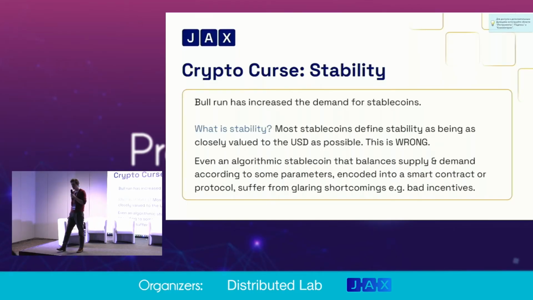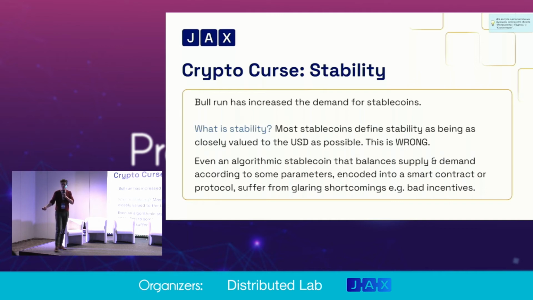So now we can jump to the next curse, in my opinion, which is stability. As we just saw, we need not deflation, not inflation, but something in the middle, something that is stable. But what is stability then? Because most of the coins today, most of the stablecoins, the most well-known ones, are pegged to the USD. But there's something wrong with that.